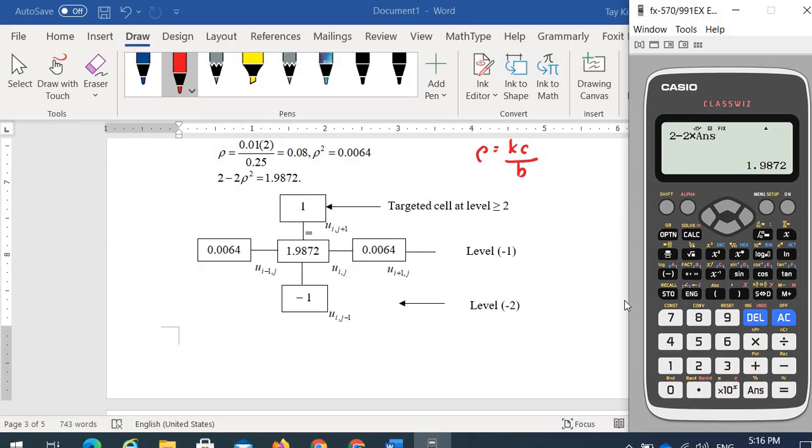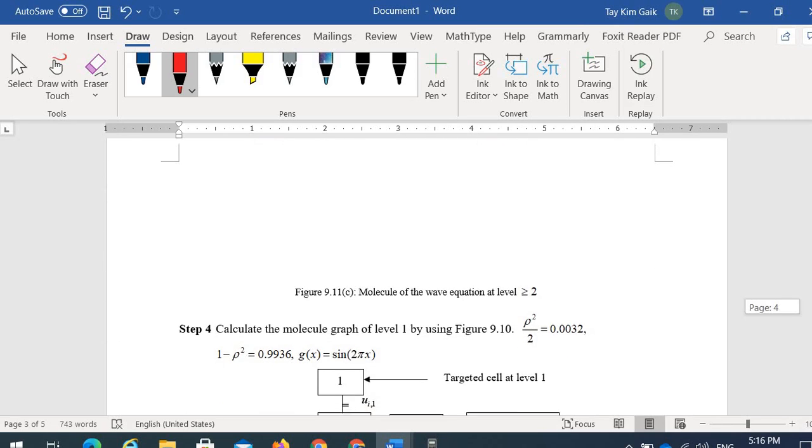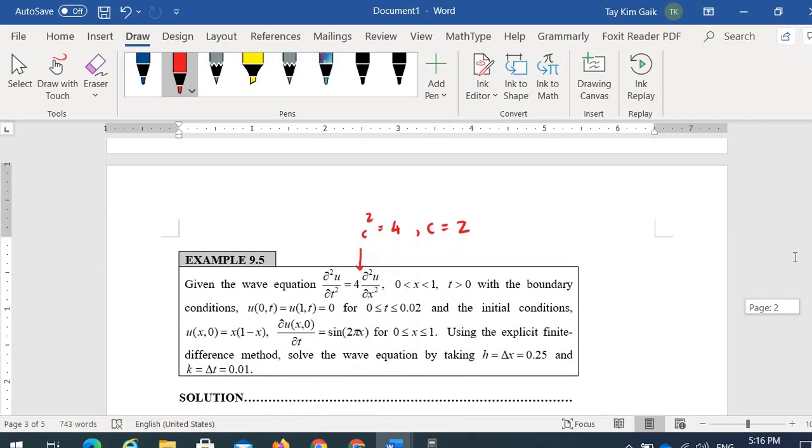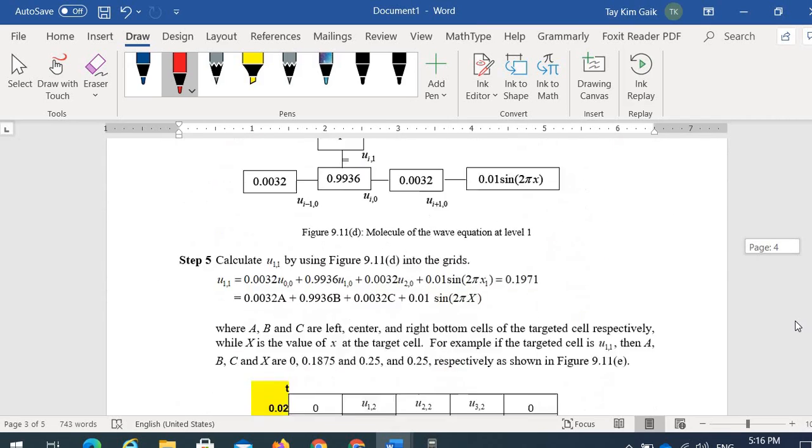Okay, be careful. This molecule is used to calculate level 2 onward. Level 0 is the initial condition. So you need to calculate level 1. Okay, to calculate level 1, you need the initial velocity. Okay, the initial velocity given is what? Sin 2 pi x.